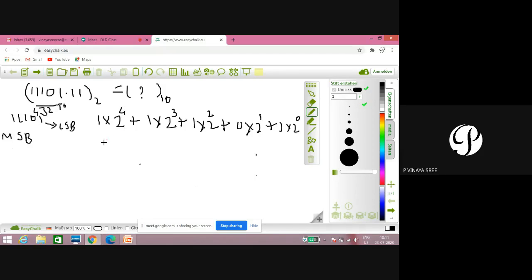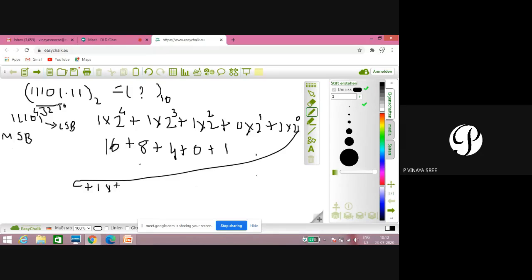Now tell me, 2 power 4. It is 16. So you will get 16 plus 8 plus 4 plus 0 plus 1. This is the value that you are calculating for the integer part. Now continue here, plus 1 into 2 plus 1 for the fractional part. I'm not writing powers yet. First try to concentrate. In this way only you have to write.